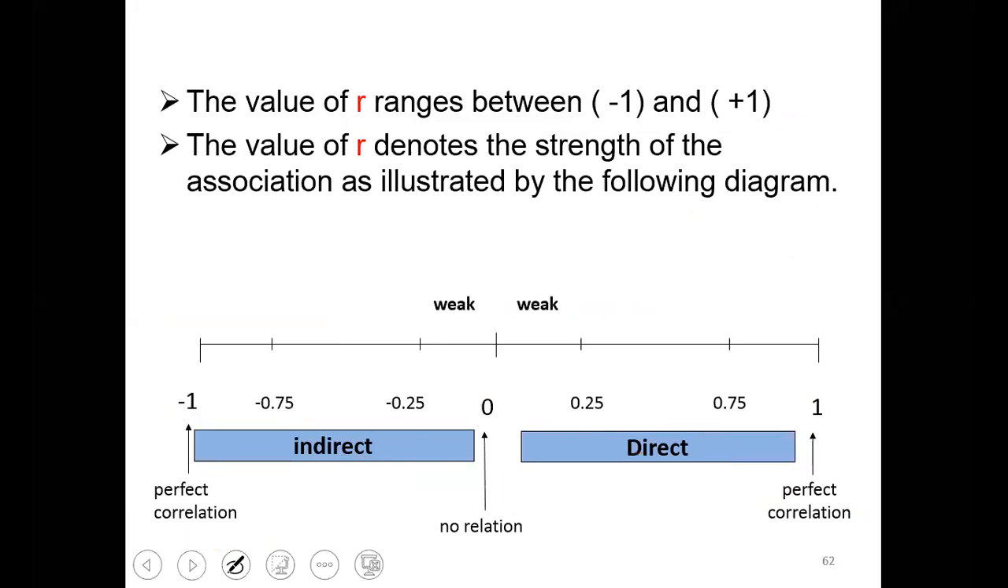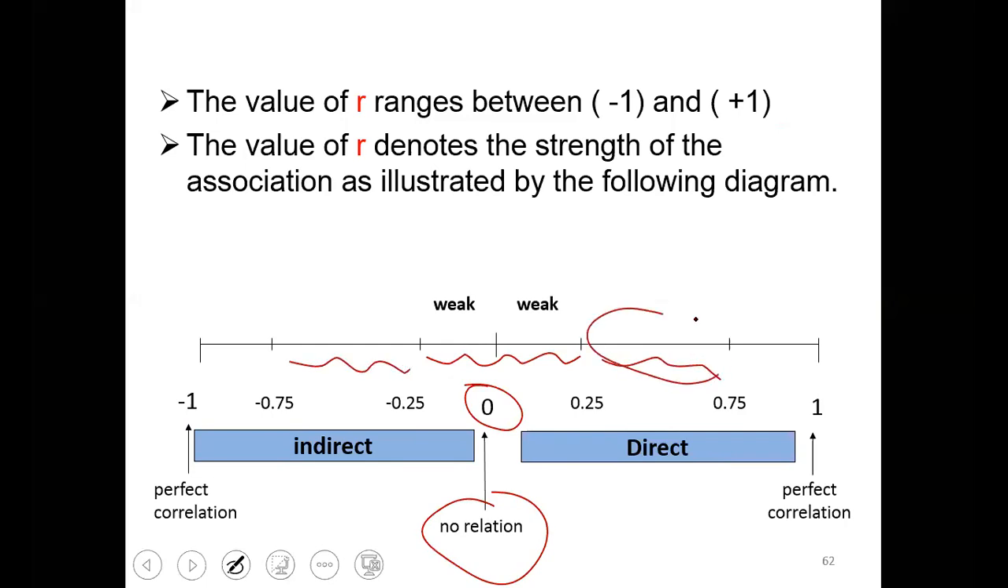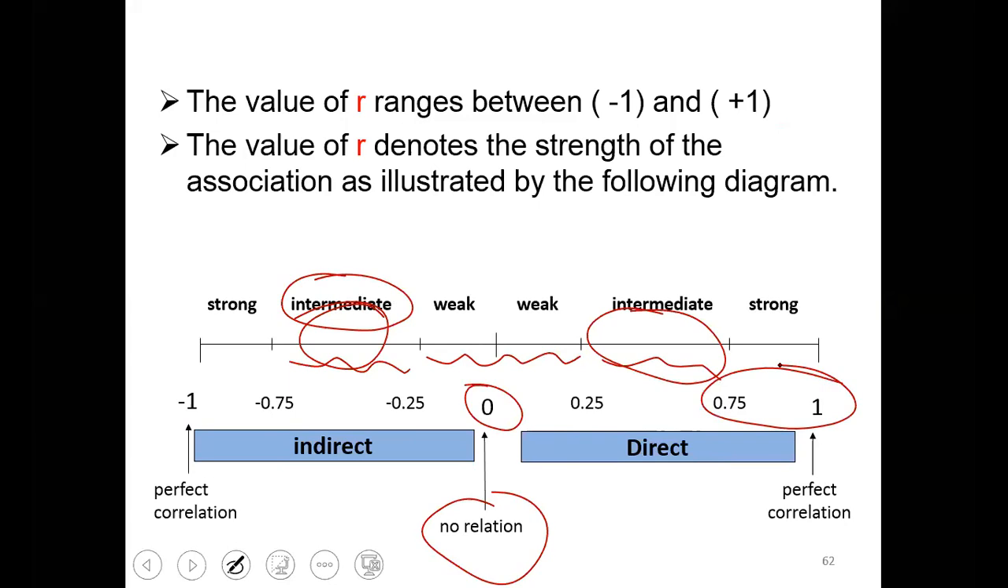It's confused. So here, if it comes closer to 0, no relationship. Usually, this range we call a weak relationship. Then this area, we call a moderate relationship, right? Or intermediate relationship, and the last one is called a strong relationship. That means if any value is between 0.75 and 1, or -1 and -0.75, we call it a strong relationship.